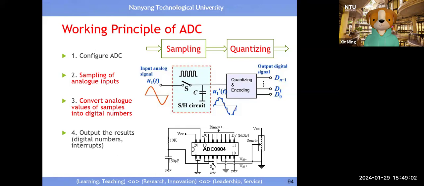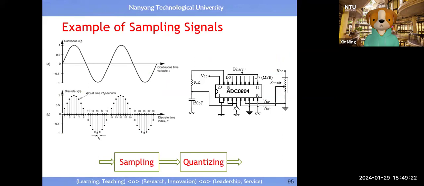Sampling means to make the continuous time signal become a discrete time signal. So you take samples of the signal at discrete times. Then each sample is an analog value, and you must convert it into a digital number. That's it. Think this way, then you will be comfortable. Otherwise, you will get lost. Okay.